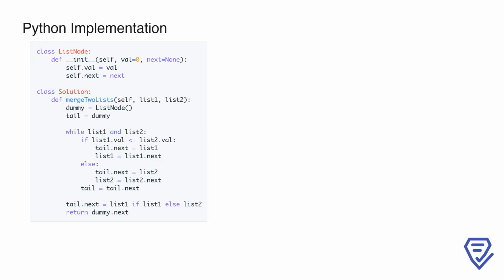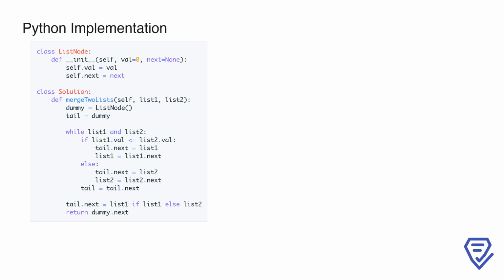Here is the Python solution for LeetCode problem number 21, Merge Two Sorted Lists. We first define the ListNode class, which represents a single node in the linked list. The Solution class contains the mergeTwoLists method, which takes the heads of the two input lists as arguments. We create a dummy node to serve as the starting point for our merged list and initialize a tail pointer to help build the result efficiently.